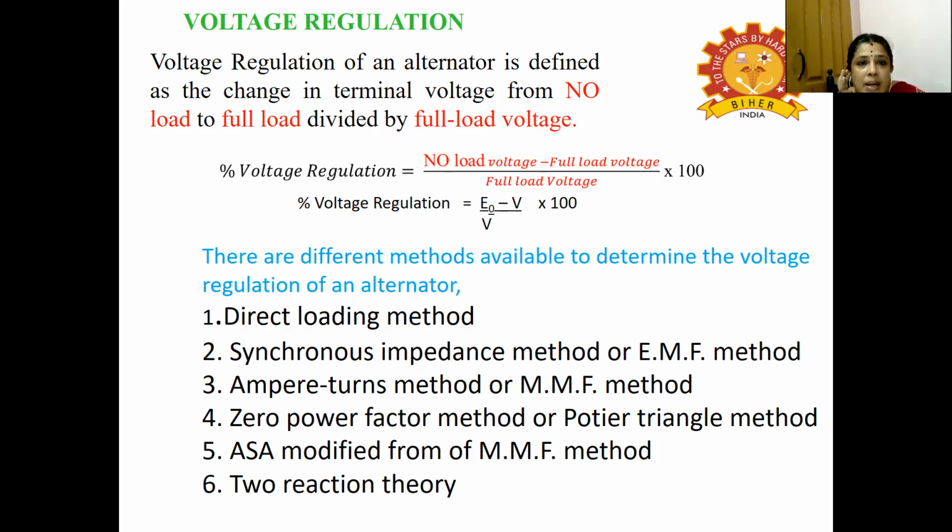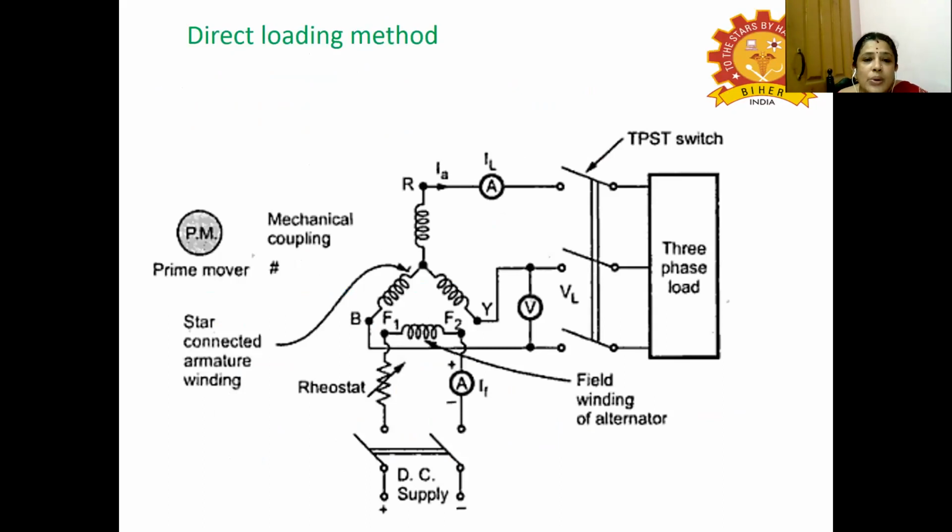Voltage regulation of an alternator is defined as the change in terminal voltage from no load to full load divided by full load voltage. Percentage voltage regulation is equal to E0 minus V divided by V into 100. Now the direct loading method. This is the alternator. The field is excited by a DC supply, and to the three-phase load you can add any load: UPF, LPF, or a leading power factor.